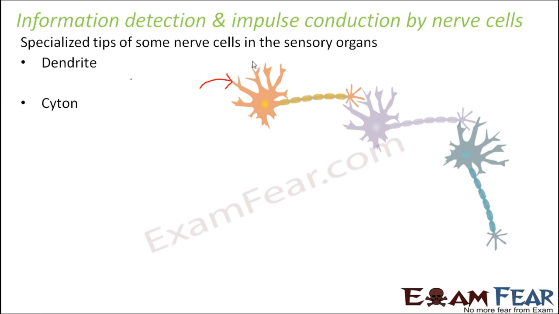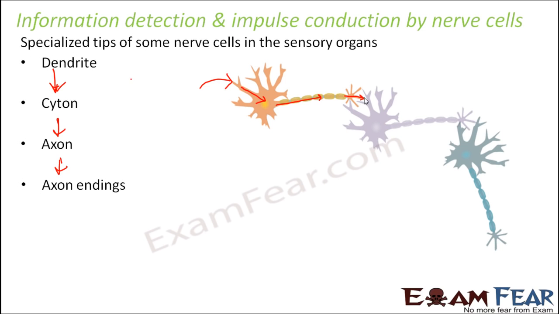Now from the dendrite, the electric impulse passes on to the cyton, that is the cell body. So this is how the impulse will travel, and then again from the cell body it will move to the axon, and from the axon it will move to the axon endings. So from the cyton it will go to the axon, from the axon it will go to the axon endings.